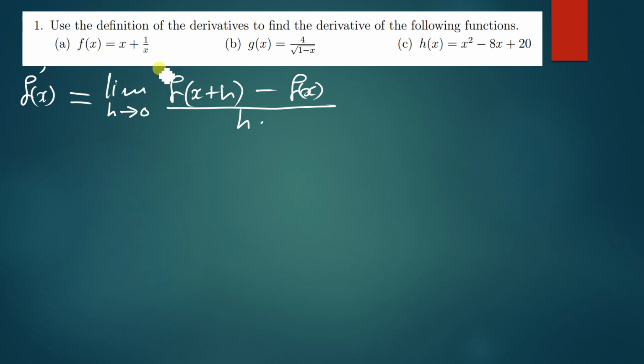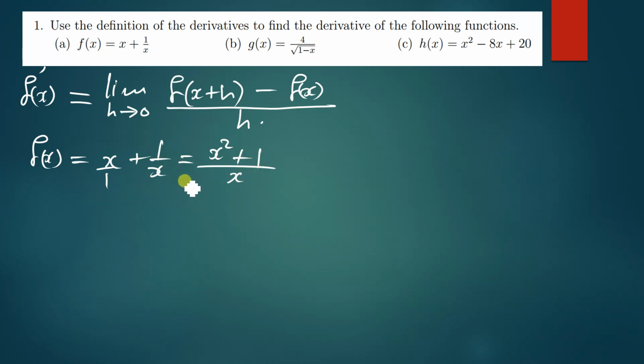This is what you're supposed to use to find the derivative of any given function. So let's take a look at the first question. We have f of x being equal to x plus 1 over x. We can simplify this. When you find the common denominator, the common denominator will be x, then on top we'll have x squared plus 1. This is our function, the one that we're going to plug into that.